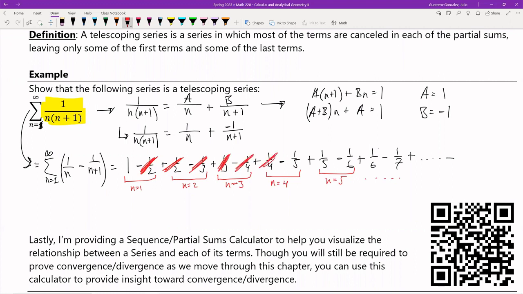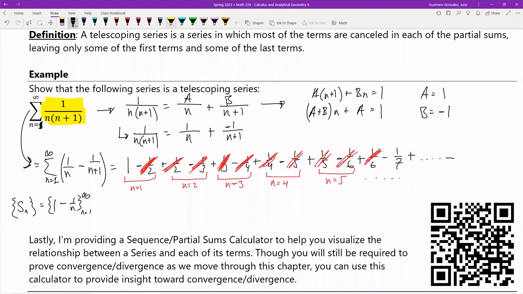So what ends up happening is that stuff keeps canceling. Cancel, cancel, cancel, all the way down. The negative 1 over 7 is going to cancel later, okay? So if you take a look at this, if I want to do S of k, well, let me not do S of k, S of n, the partial sum, the sequence, this is going to end up being equal to 1 minus 1 over n.